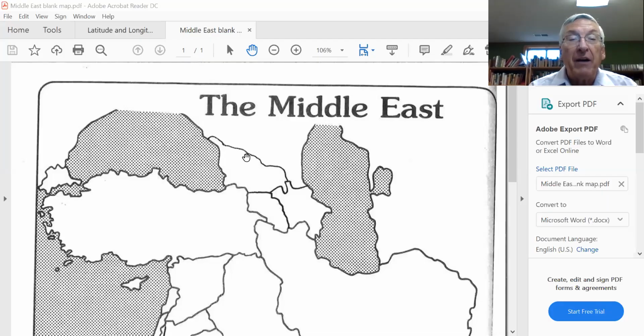Let's take a quick look at the map one more time before we turn you loose. Okay, so we have Georgia right up here. We have Azerbaijan right here. Put an AZ to distinguish it from Armenia. And we have Armenia right here.